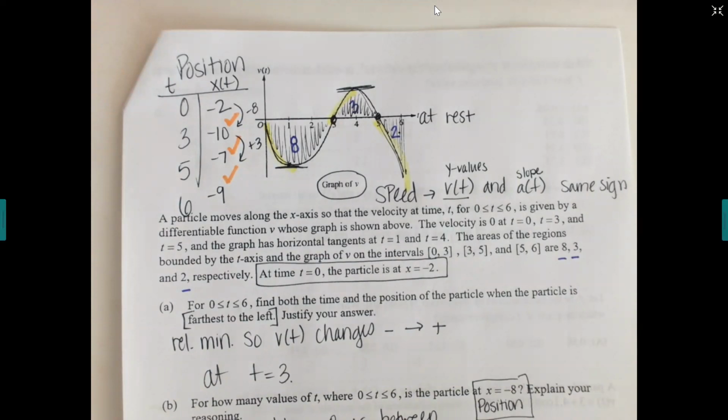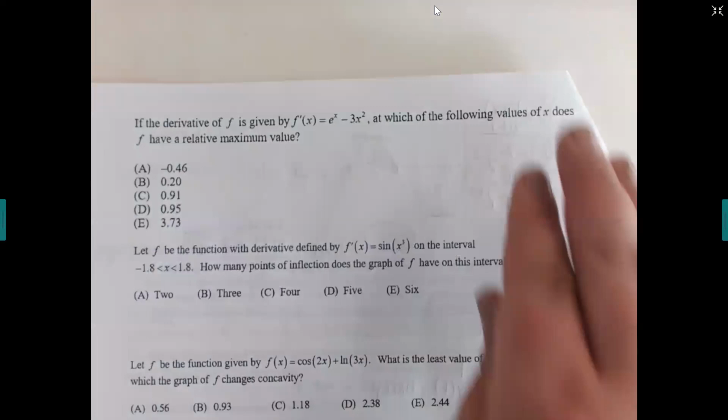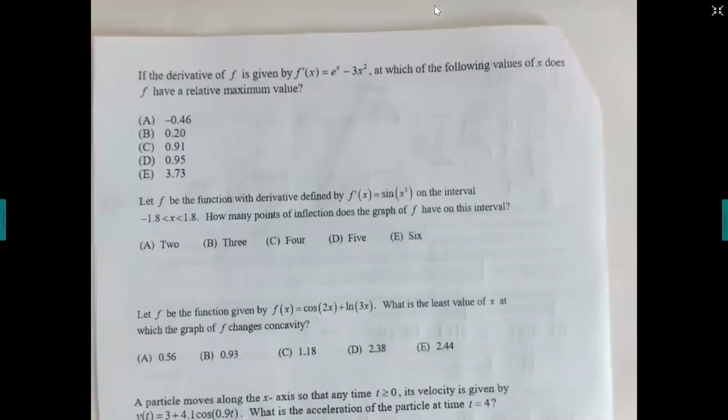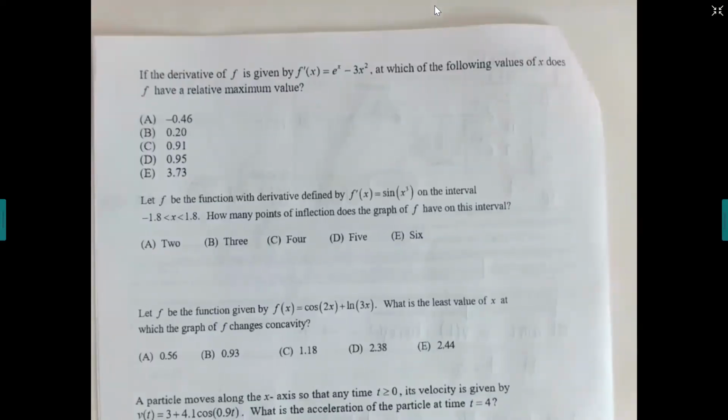All right, so let's do a couple calculator questions. Ooh, we're not going to get that one. Okay, take a look at this one. It says f prime equals e to the x minus 3x squared. Where would f have a relative max?